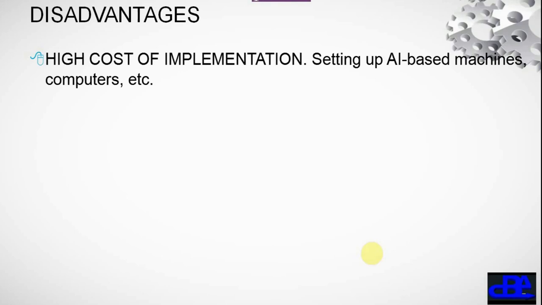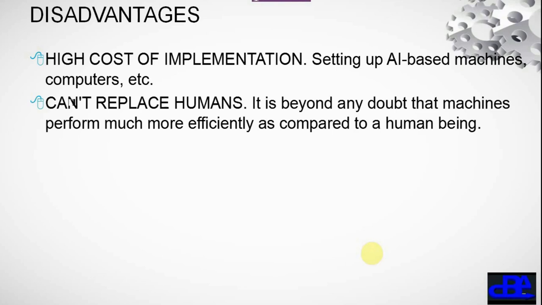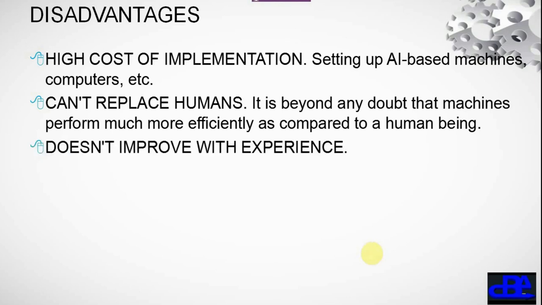So what exactly is number 2? It can't replace humans. It's impossible for AI to replace human beings because they can't think, they can't have their own desire. It's what they are told to do that they will do, because they are not 100% efficient like humans. Then, it doesn't improve with experience. AI doesn't improve with experience. What does this mean? It doesn't think about past experience and improve its job. No, it doesn't do that.